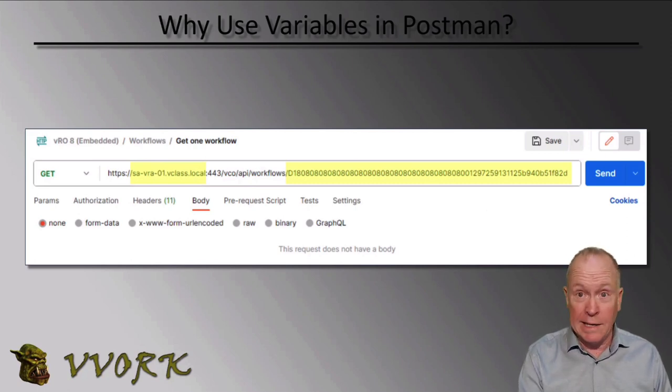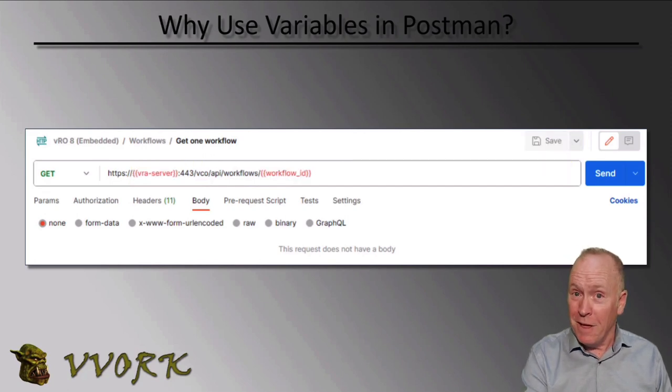That'll work. I can hit send and this REST request will work, but this is not very flexible. I don't always want to look up that specific workflow ID. I want to have a REST request that's more flexible and can look up any workflow ID. And similarly, I may not always want to talk to this specific orchestrator server. So instead of hard coding values like this, we can use variables.